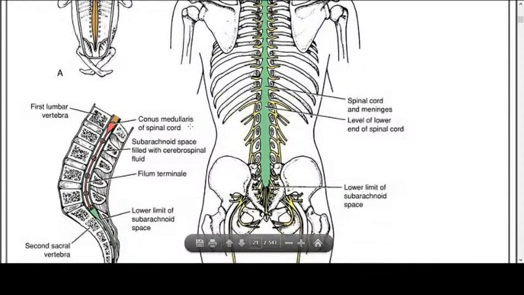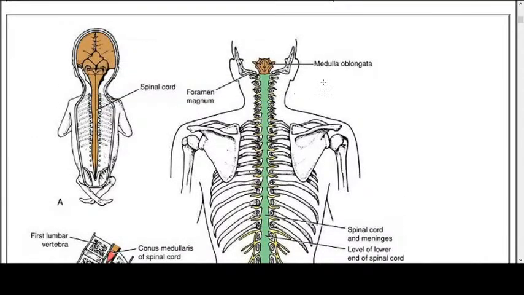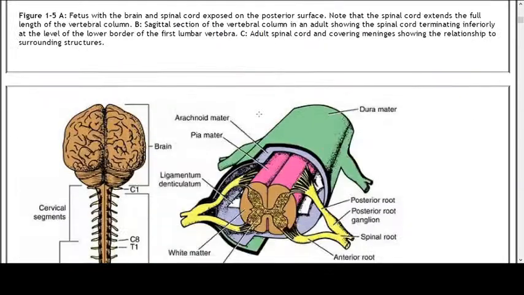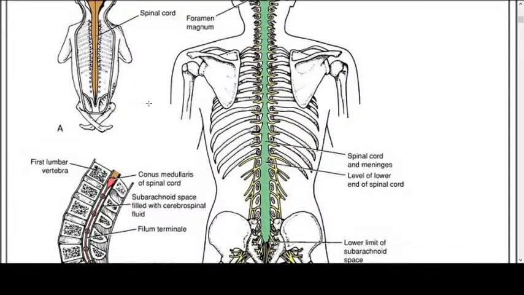Okay. So here we can see the spinal cord and various parts of the brainstem, medulla oblongata, and the foramen magnum. So this is it: the fetus with the brain and spinal cord.